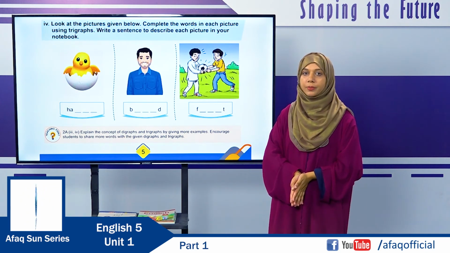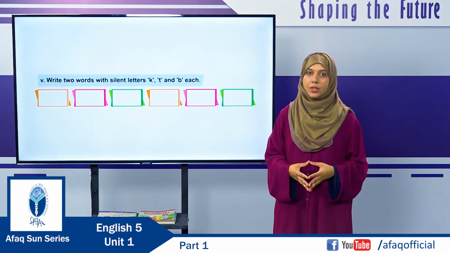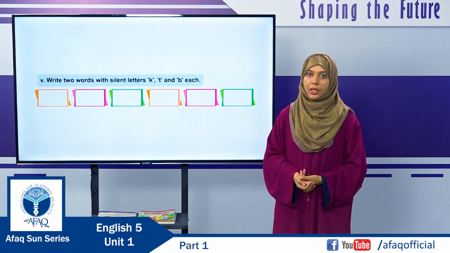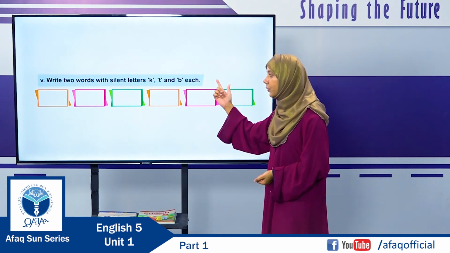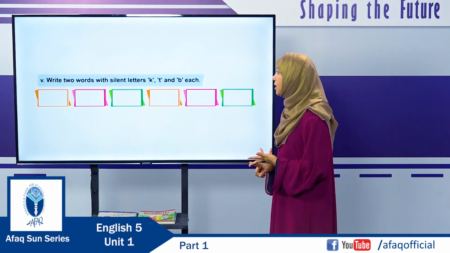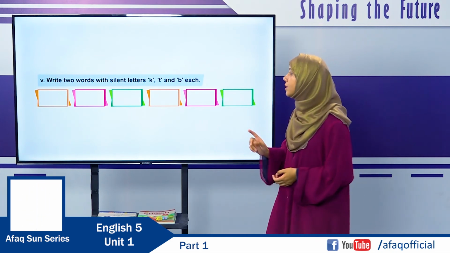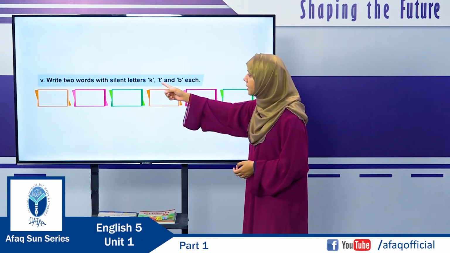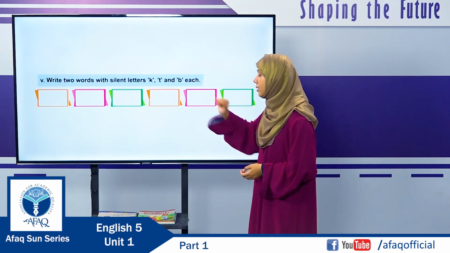Dear students, I hope that you have understood the concepts of trigraphs. Now, I want you to practice some silent letters as well. On page number 6 of your textbooks, there is activity number 5 in which you have to write 2 words with silent letters K, T and B each. So you have to write 2 words in which there is a silent letter K, 2 words in which there is a silent letter T and 2 words in which there is a silent letter B.